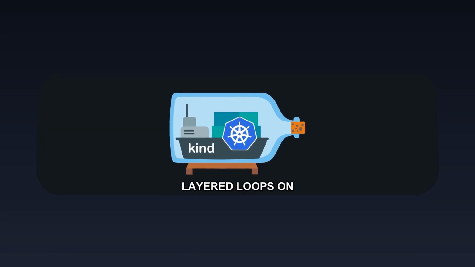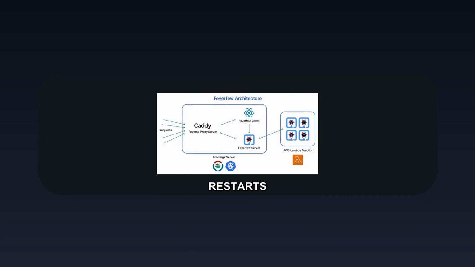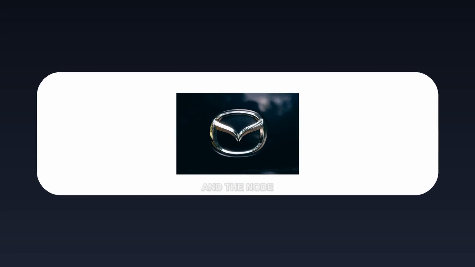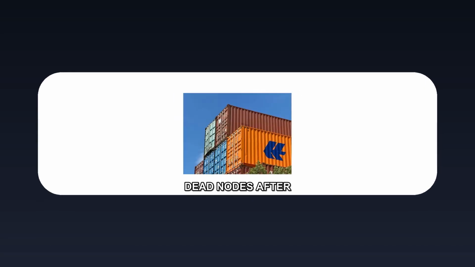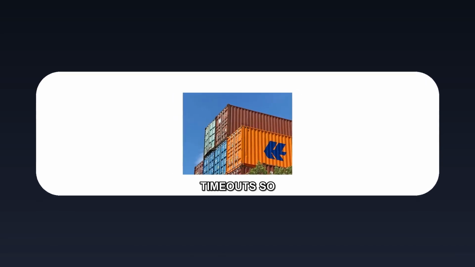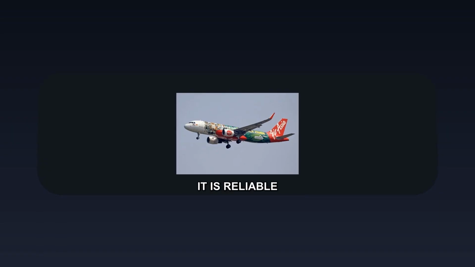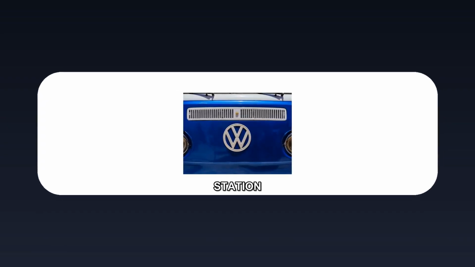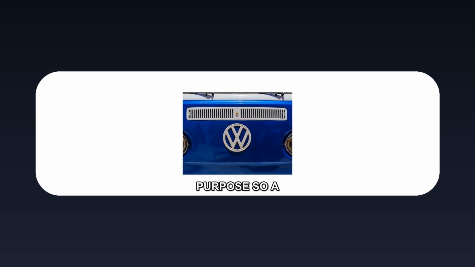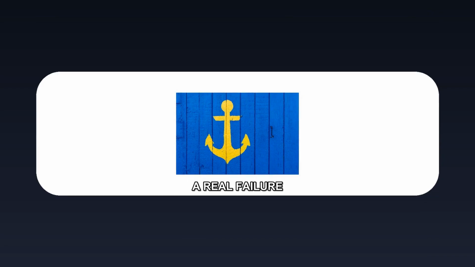Self-healing is layered loops on timers. The kubelet restarts containers with backoff, replica sets recreate lost pods, and the node controller evicts pods from dead nodes after deliberate timeouts so replacements get scheduled. It is reliable, but it is intentionally not instant. Like the head chef who waits a beat before covering a quiet station, the system pauses on purpose so a brief hiccup is not mistaken for a real failure.